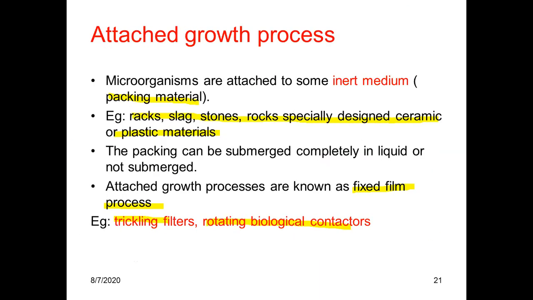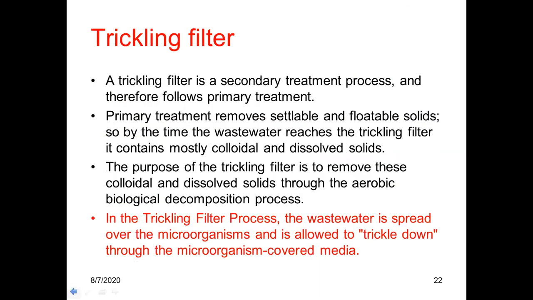So let's see what is about the trickling filter. The trickling filter is a secondary treatment process, and therefore follows primary treatment. It is usually located after the primary treatment or primary sedimentation tank. Primary treatment removes settleable and floatable solids. So by the time wastewater reaches the trickling filter, it contains mostly colloidal and dissolved solids. The purpose of the trickling filter is to remove these colloidal and dissolved solids through the aerobic biological decomposition process.